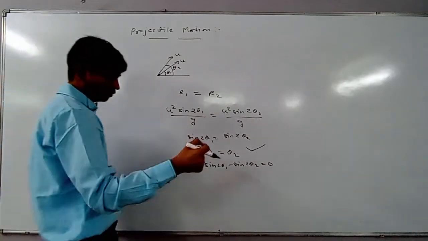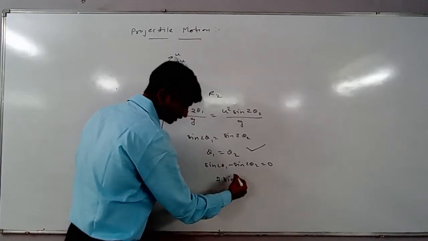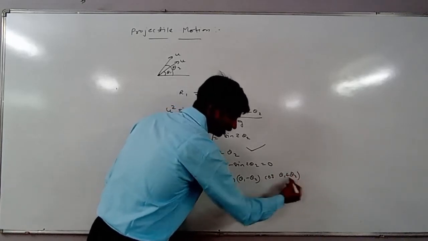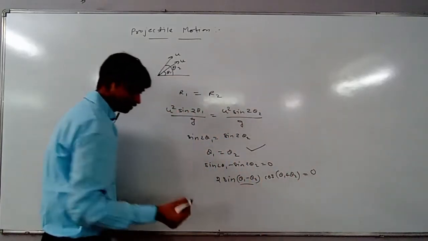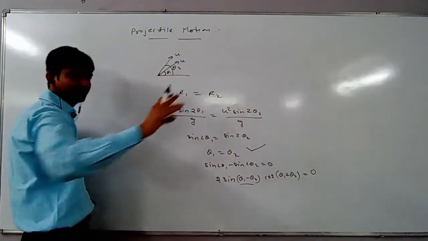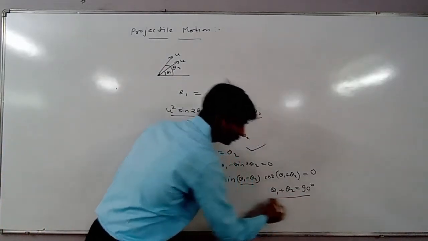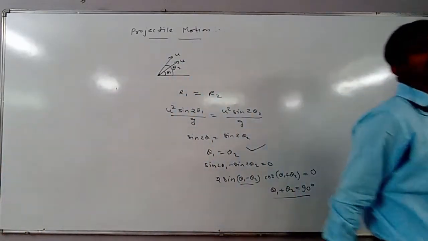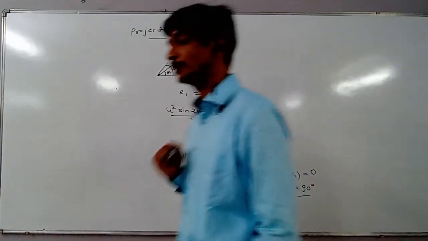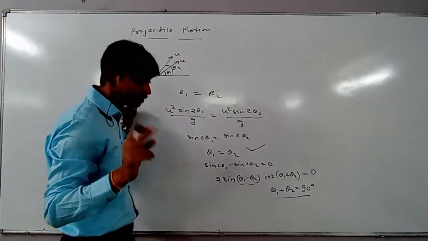If you know a bit about trigonometry, sine C minus sine D is basically 2 sine (C minus D) by 2 into cos (C plus D) by 2, which is equal to 0. So if theta 1 equal to theta 2, it is obvious that the projectiles will have the same range. But if theta 1 plus theta 2 is 90 degrees, then also they will have the same range. This is not the only case; this is another case in which two projectiles can have the same range.